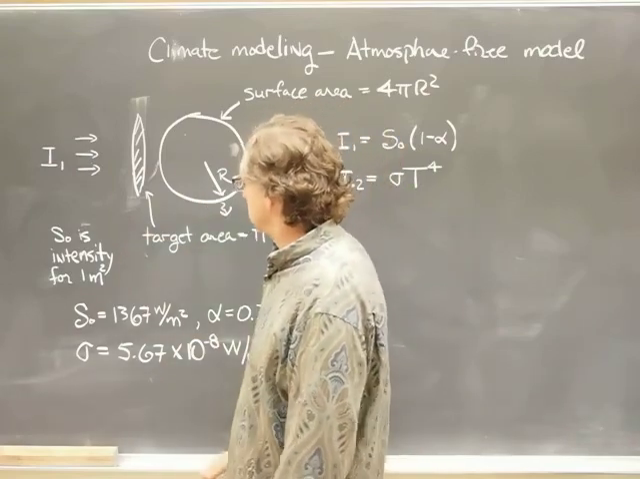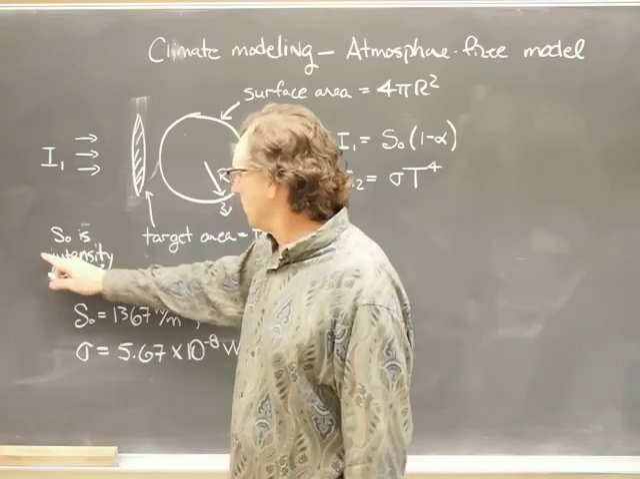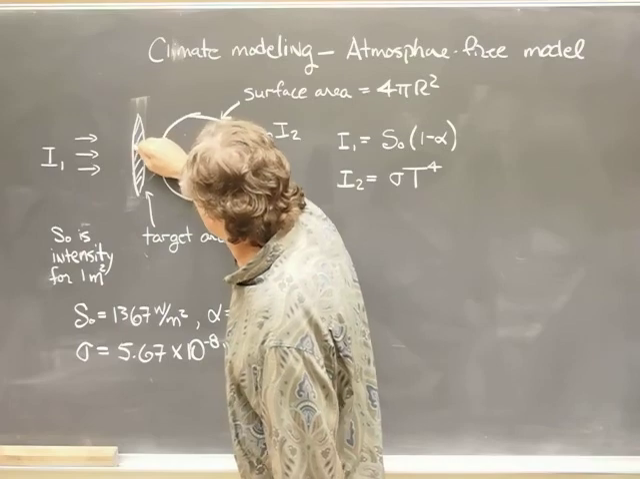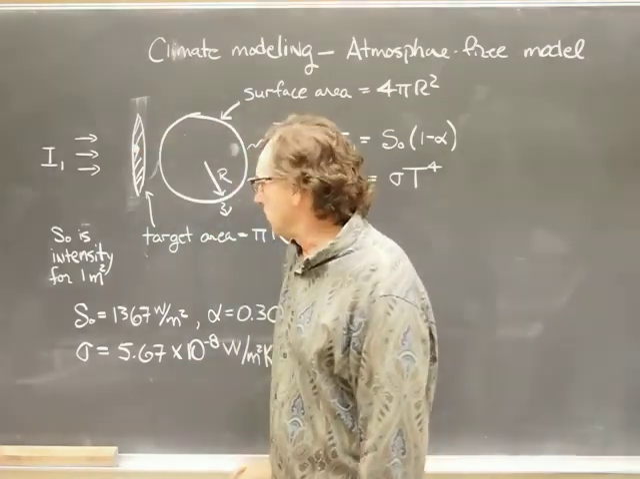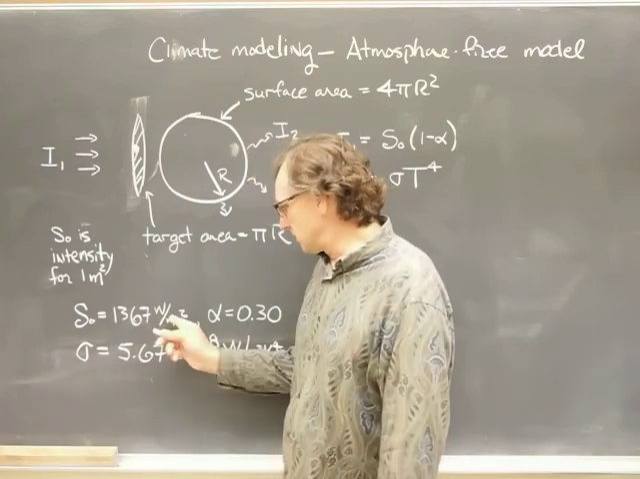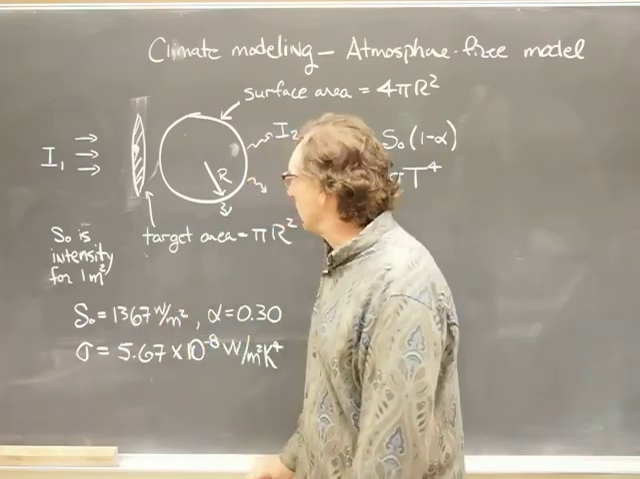And the relevant numbers there are, this number here is called the solar constant. That's the intensity of light coming in, at a single square meter. Its units are watts per square meter. In fact, the number is 1367 watts per meter squared.